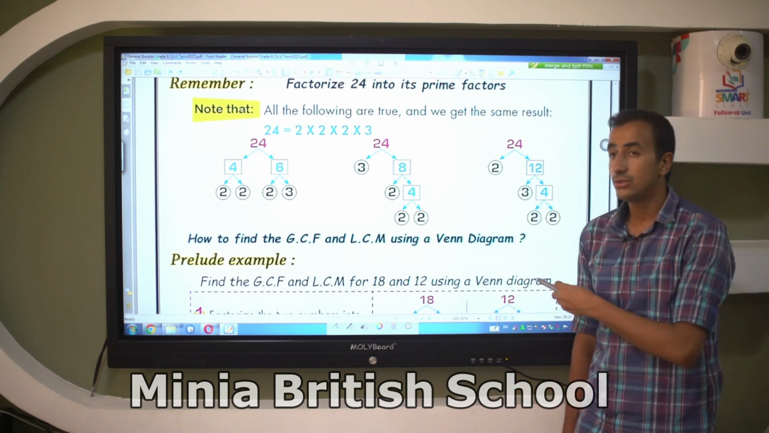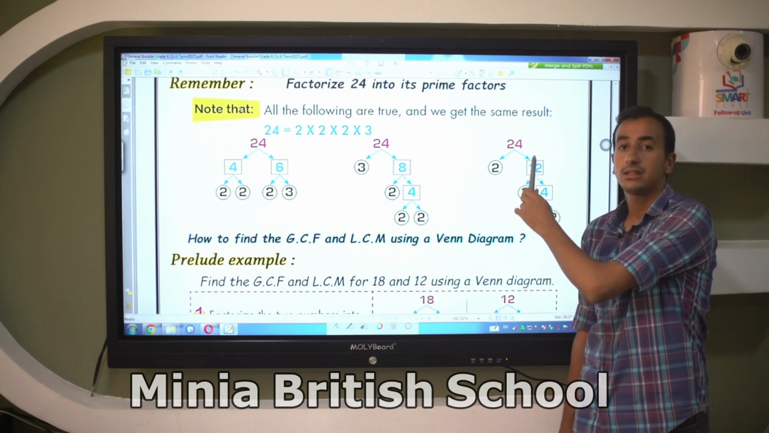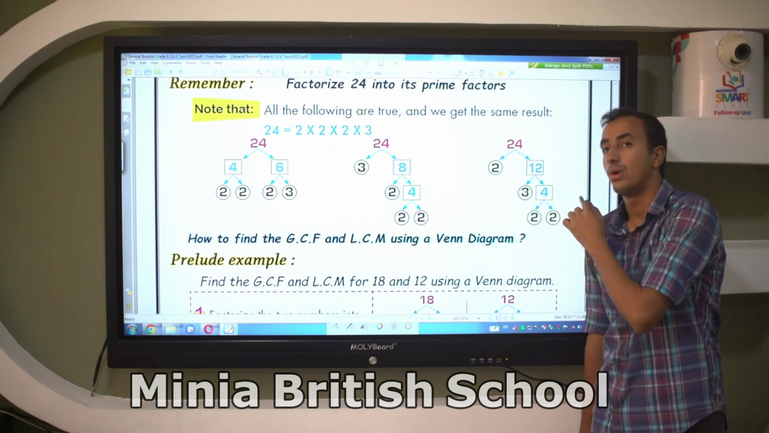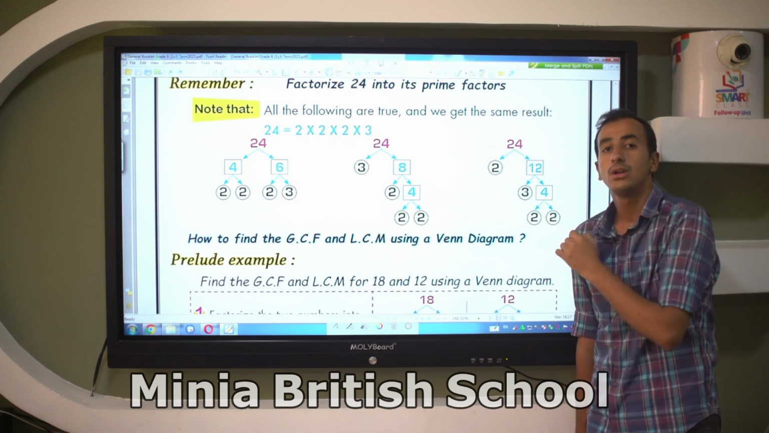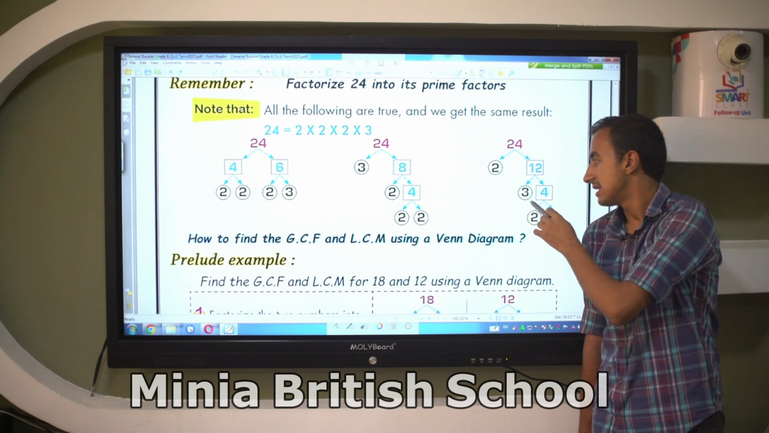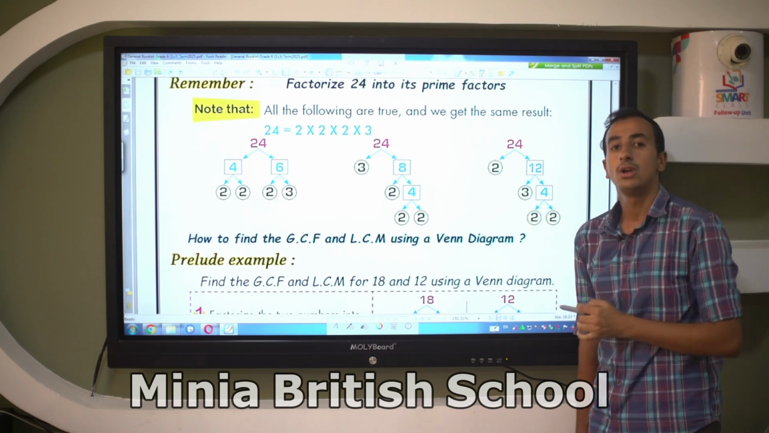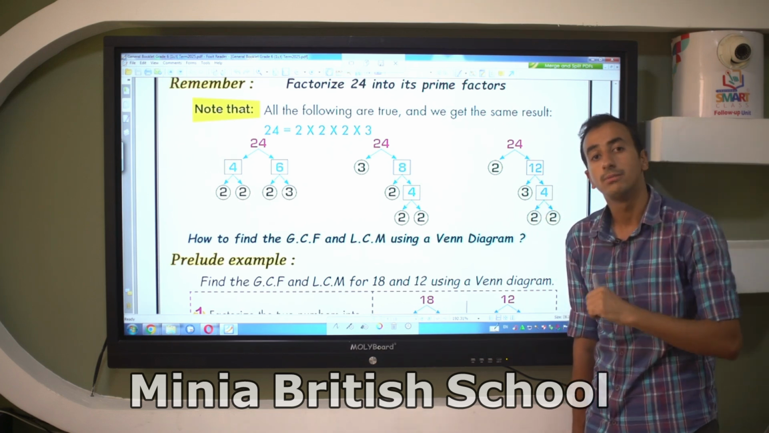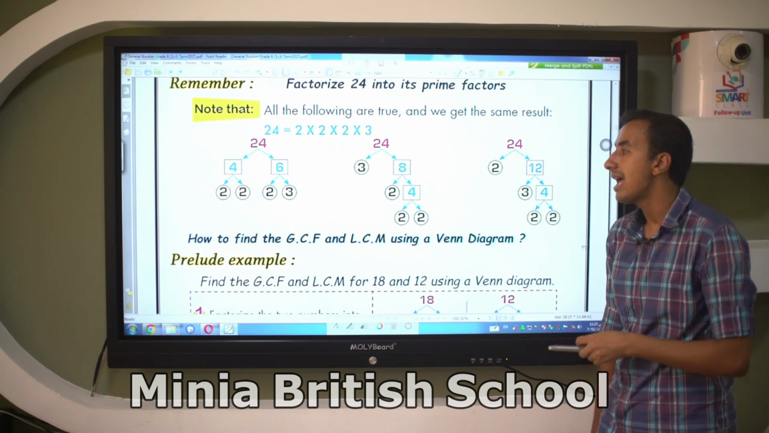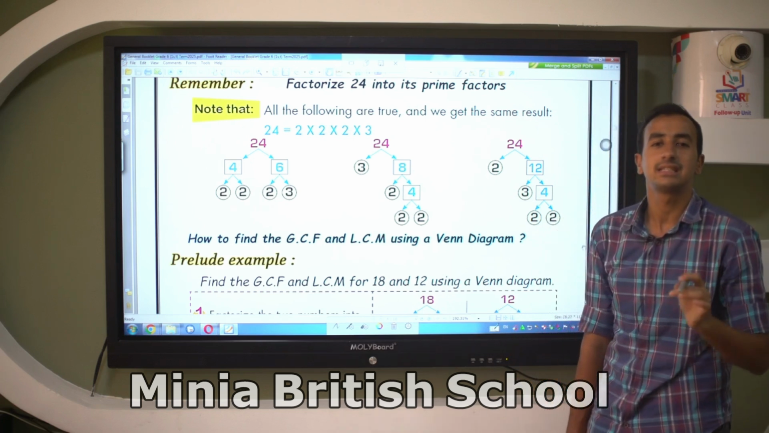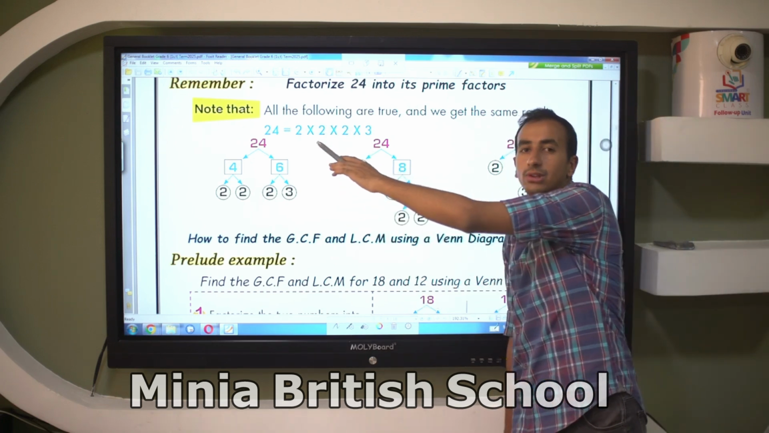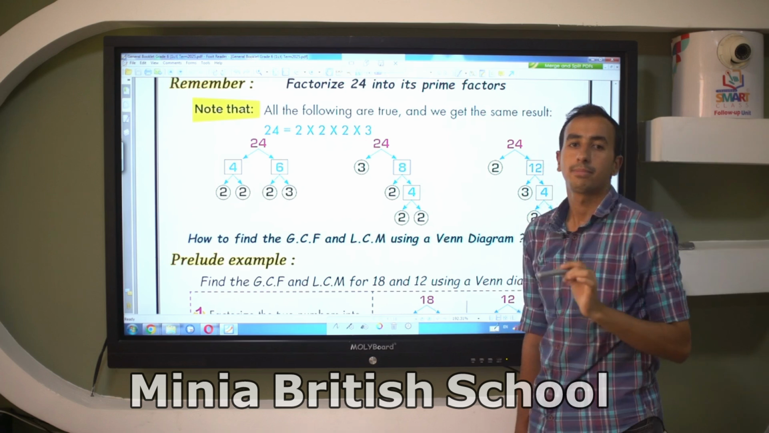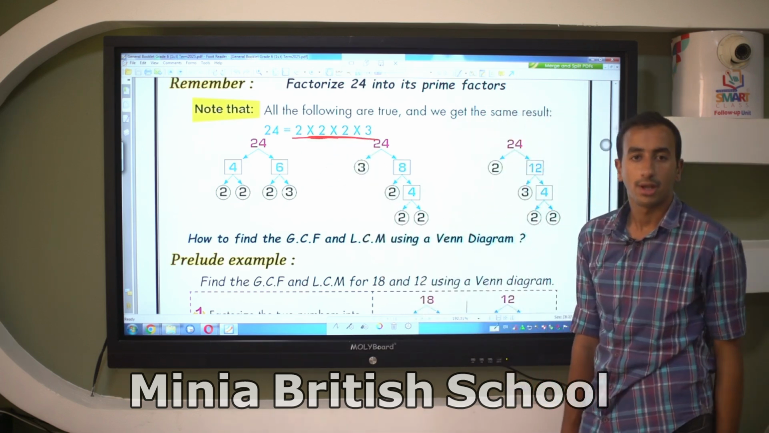Yes. And the third way, I can say 2 times 12. Yes, 2 is a prime number, so we can circle it. And 12 is a composite number, so we can decompose it into 3 times 4. 3 is a prime number and 4 we can decompose into 2 times 2. But mister, can I decompose it into 2 times 6? Yes, 2 is a prime number and 6 you can decompose into 2 times 3. Yes, and in all of these ways, we get the same result: 24 is equal to 2 times 2 times 2 times 3. All of these numbers are prime factors.